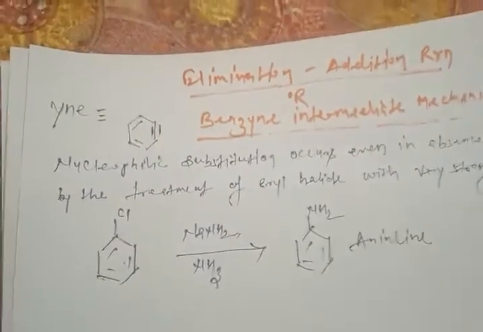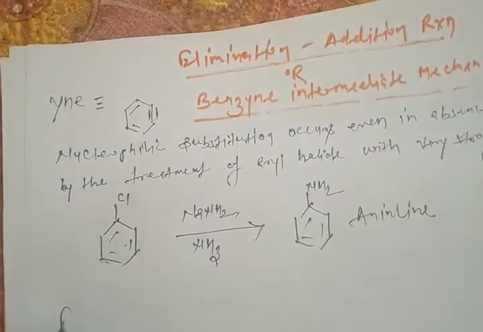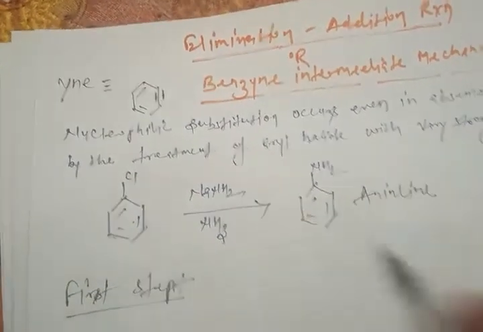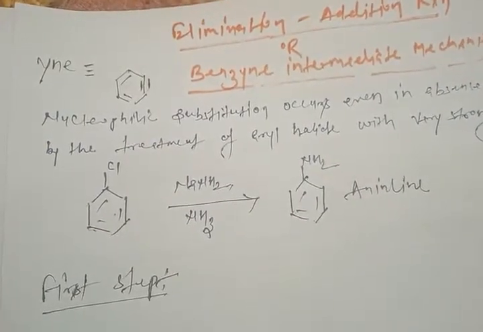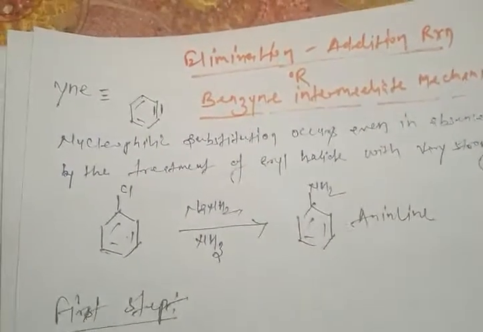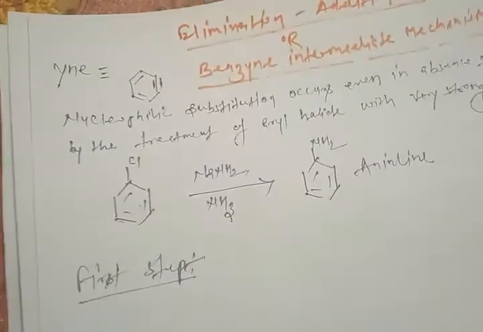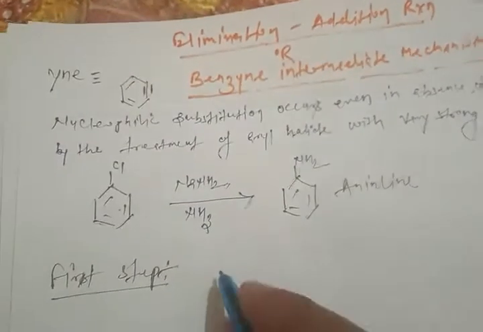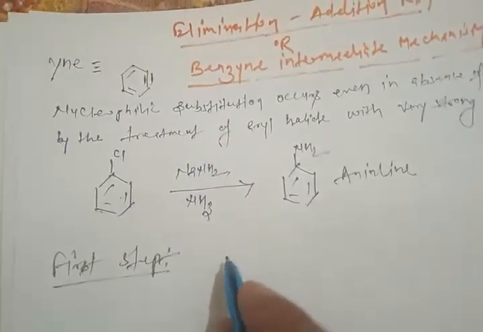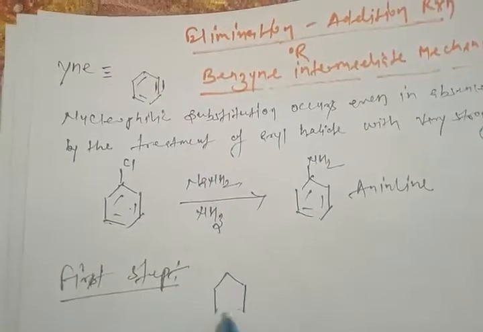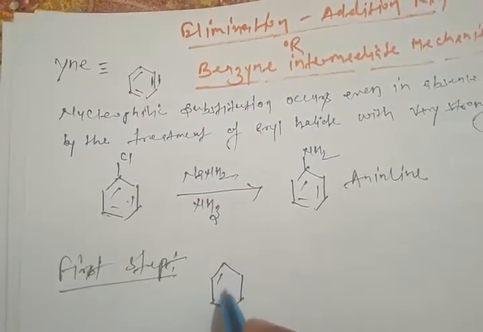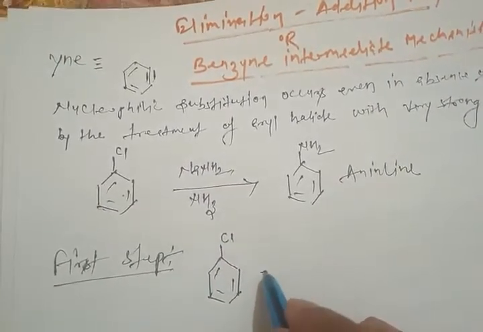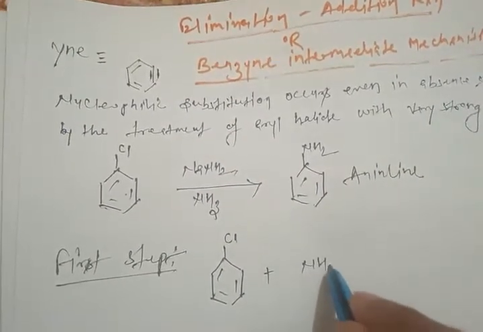In the first step, what will happen? The first step is the elimination stage. Since we are discussing elimination addition, of course the first step will be elimination, but how is it possible, let's see that. In this case, what will happen here? We have Cl, and then a strong base NH2.